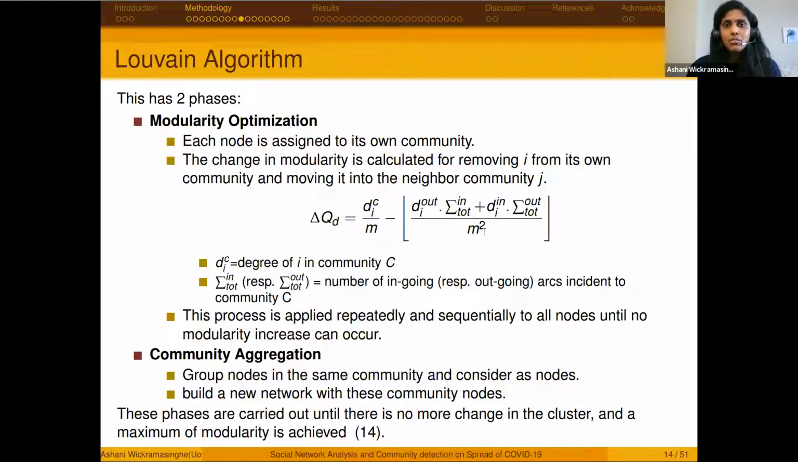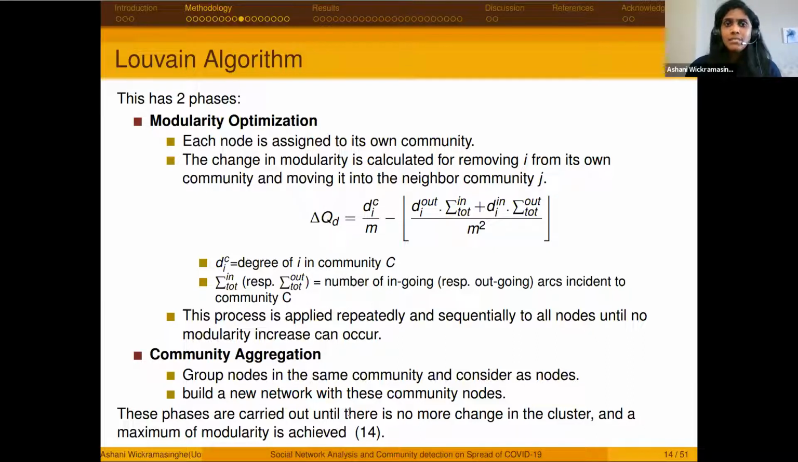d_iC means the degree of node i in community C. Sum of in shows the number of ingoing edges incident to community C. Also, sum of out shows the number of outgoing edges incident to community C. This process is applied repeatedly and sequentially to all nodes until no modularity increase can occur. Then we go to the second phase.